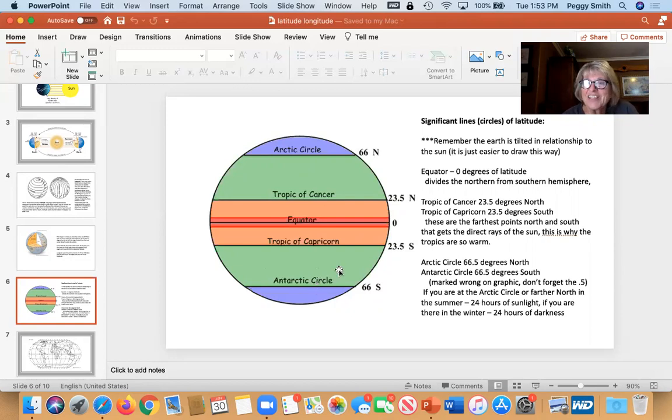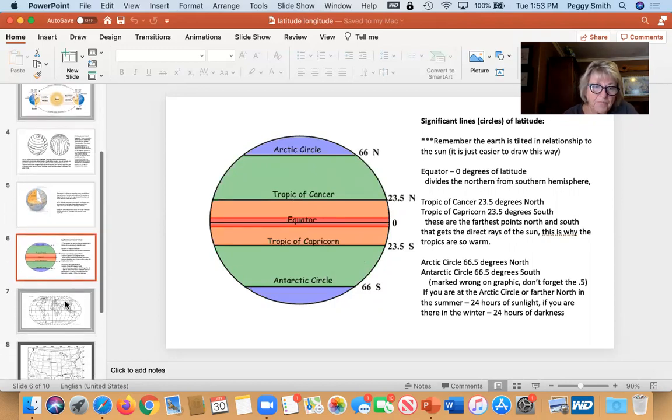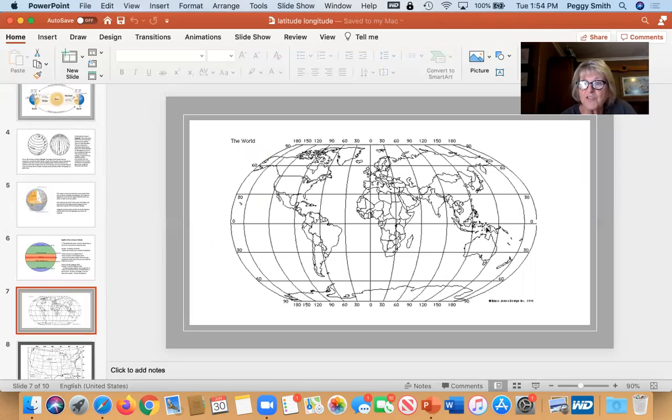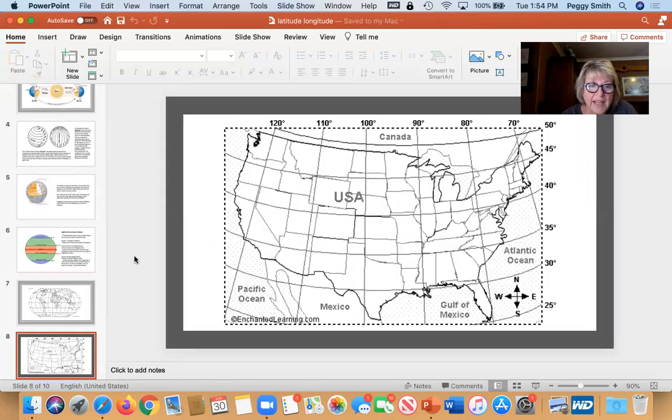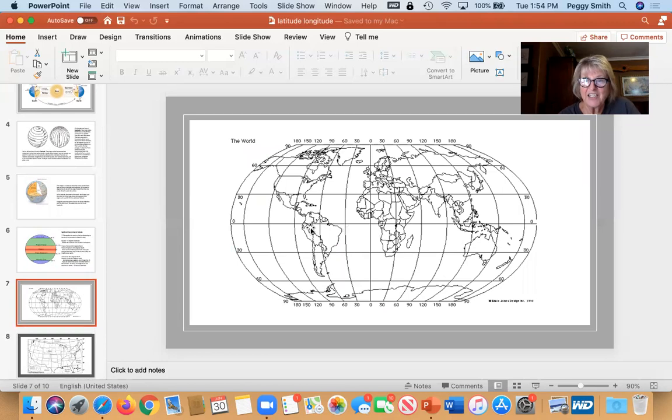All right, so those are the lines that are significant of latitude. And of course, those lines go all the way around the Earth. Let's take a better look at them. This is a world map. And so here it's showing us where the equator is. I usually have my students do a mapping activity. I'm not gonna make you do that. But I do really want you to be comfortable and confident with latitude and longitude.